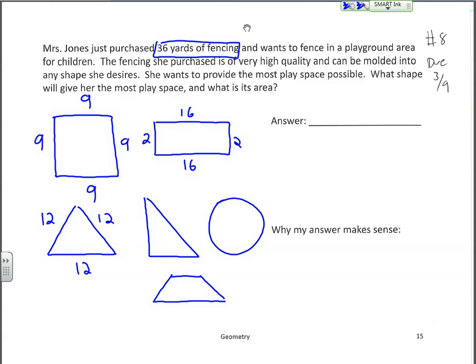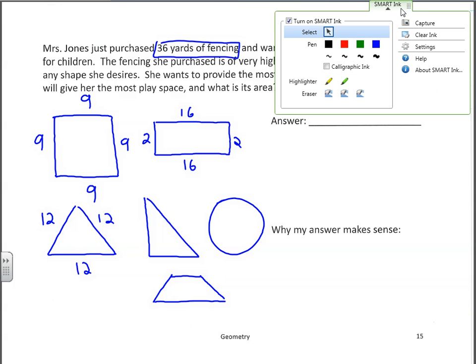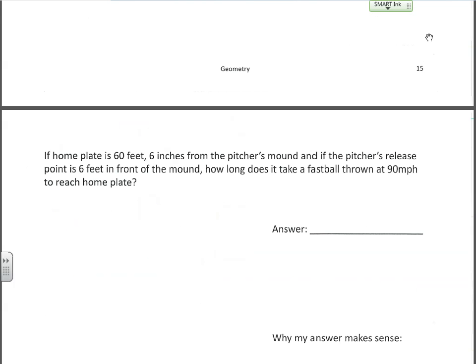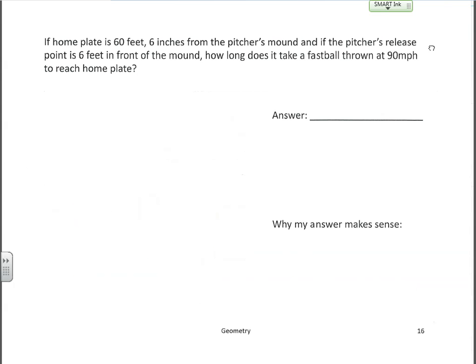So what shape with an outside distance of 36 is going to give you the maximum playing area? That's essentially what this question is asking. And then what is that area going to be if you've got those 36 yards to work with? Next one. That was more geometric in nature.